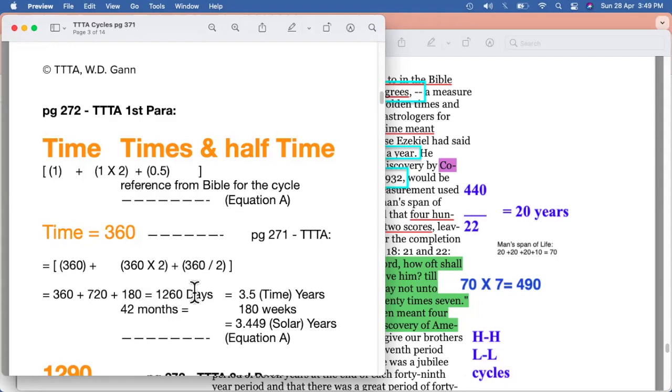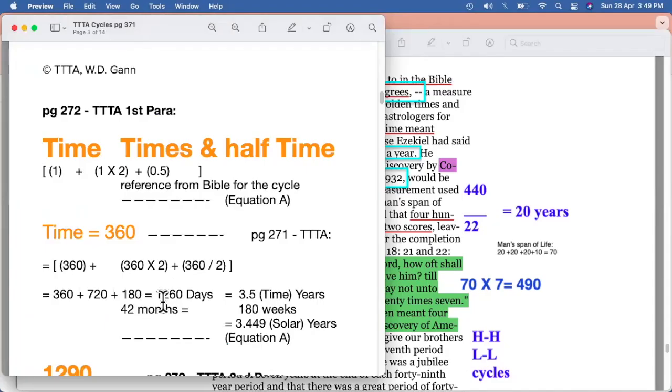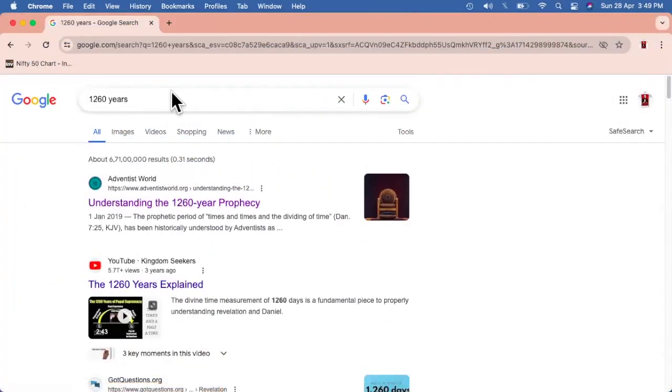Now we have considered this 1260 as days. That was the first part. Now we'll consider that as years. So if we consider this as years, we have 1260 years. So we'll do the calculations on the basis of 1260 years. Let's try to find out something. What we'll do is we'll just go on Google, and on Google we just type 1260 years and try to find out what details we get.